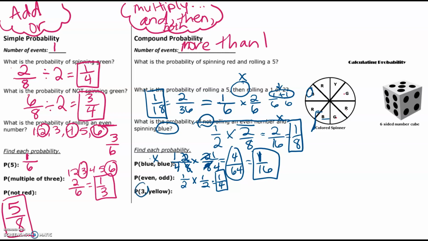How about the probability of landing on a 3 and then a yellow? Well, if we roll a die, that's what they're talking about. A 3, you only have 1 three out of 6 total options. And means to multiply. Yellow, well, let's see. How many yellows do we have on our spinner? We have 1 yellow, and that's it. So we have 1 yellow out of 8 total. And then we multiply straight across. 1 times 1 is 1. 6 times 8 is 48. So our chances are 1 out of 48 of doing both of those things.